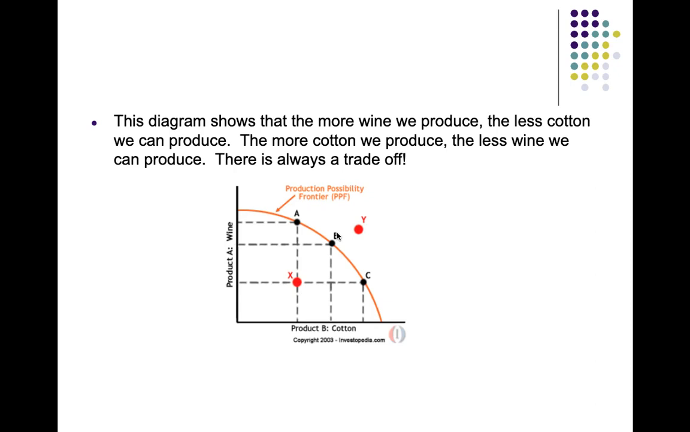Now for the Y point out here, this one is outside the curve. It's impossible with the current resources. So this means that you can't reach it based on the available resources you have on hand right now. Now, maybe if there's a bumper crop of cotton, you can produce more stuff with cotton, but right now you don't have that and you can only work with what you have. Points A, B, and C, these are all doable with the resources you have on hand. A is for wine, B is halfway between wine and cotton, and C is more like cotton here, but less wine here. So you're choosing along the way.